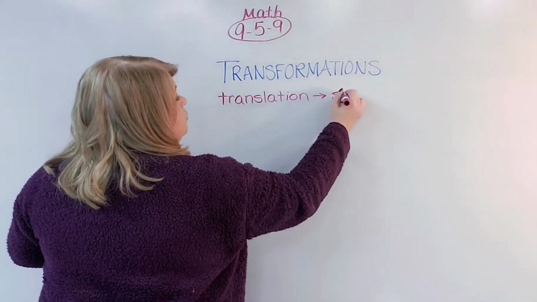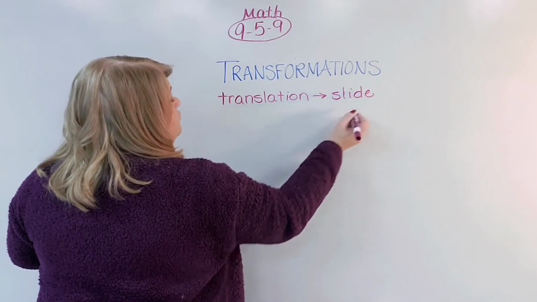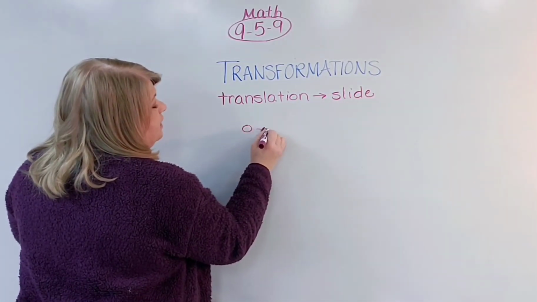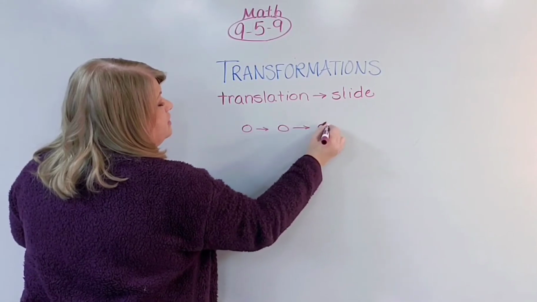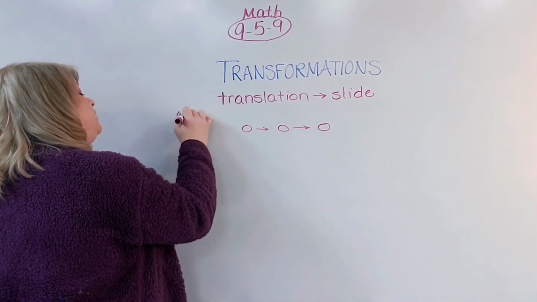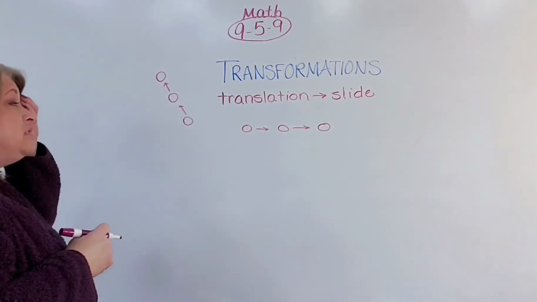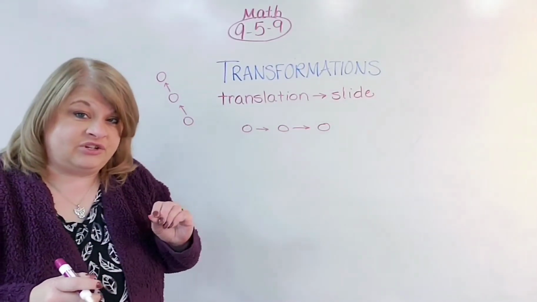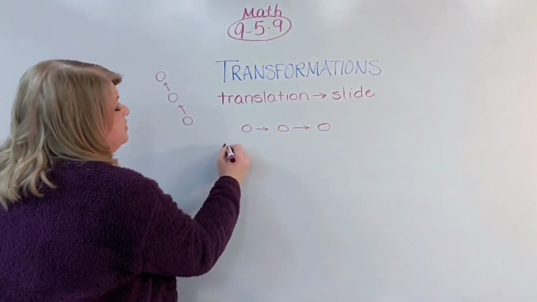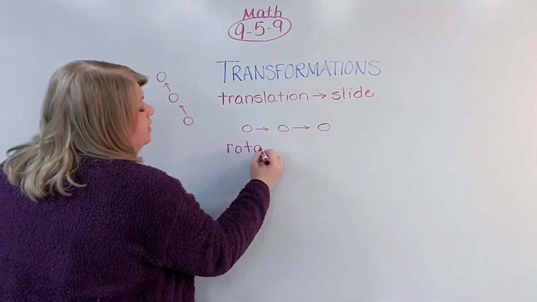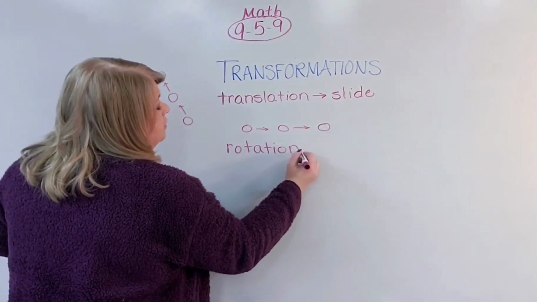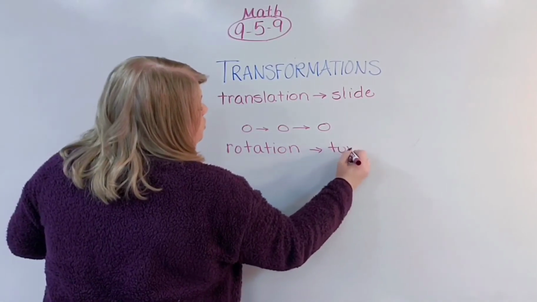That means it moves in one line. Same exact thing. It goes from there to there to there in a straight line. It could be diagonal, it could go in any direction, but it's just moving. It's just sliding over. That is a translation, okay? A rotation is where it moves around a certain point, or a turn.